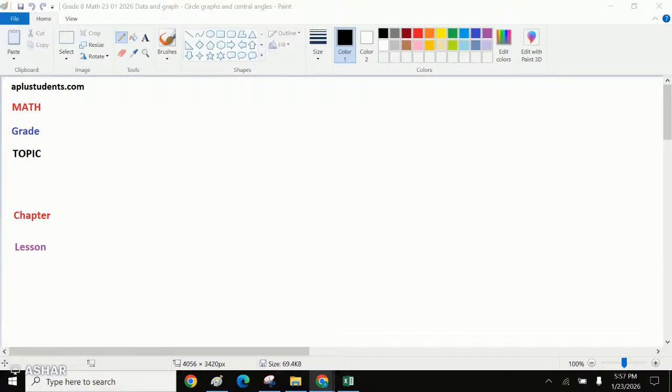Class, the first thing you need to do is go to aplusstudents.com. You need to go to the website. Once you're on the website, you need to select math as your subject. This is a grade 8 maths lesson, and the topic for today is data and graph.